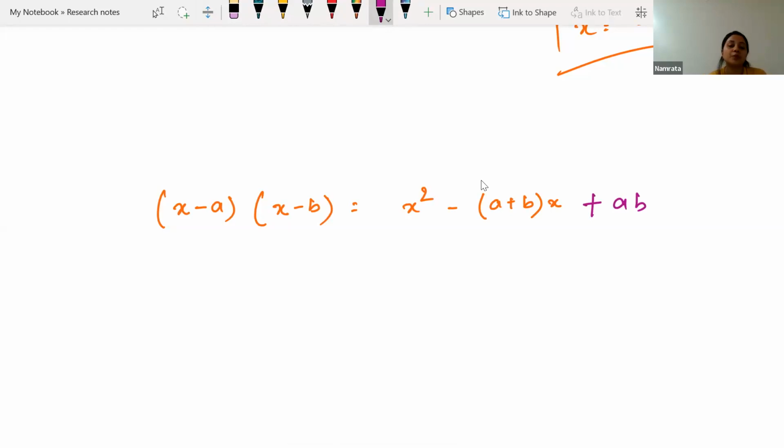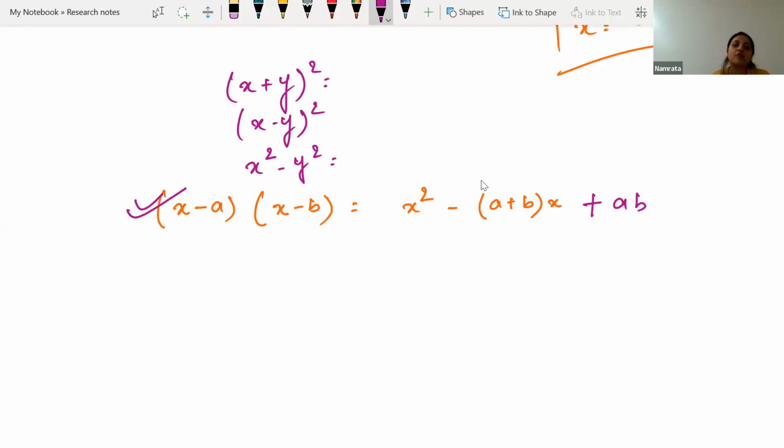Yeah, this was the formula. And let me remind you where it was. It was here, when we were having the x plus y whole square formula, the x minus y whole square formula, and also the x square minus y square formula. These three formulas. After that, we were having one more formula, and this was the formula. So we are saying that when we have x minus a, x minus b, then when we do the multiplication, this will be the expansion of that.